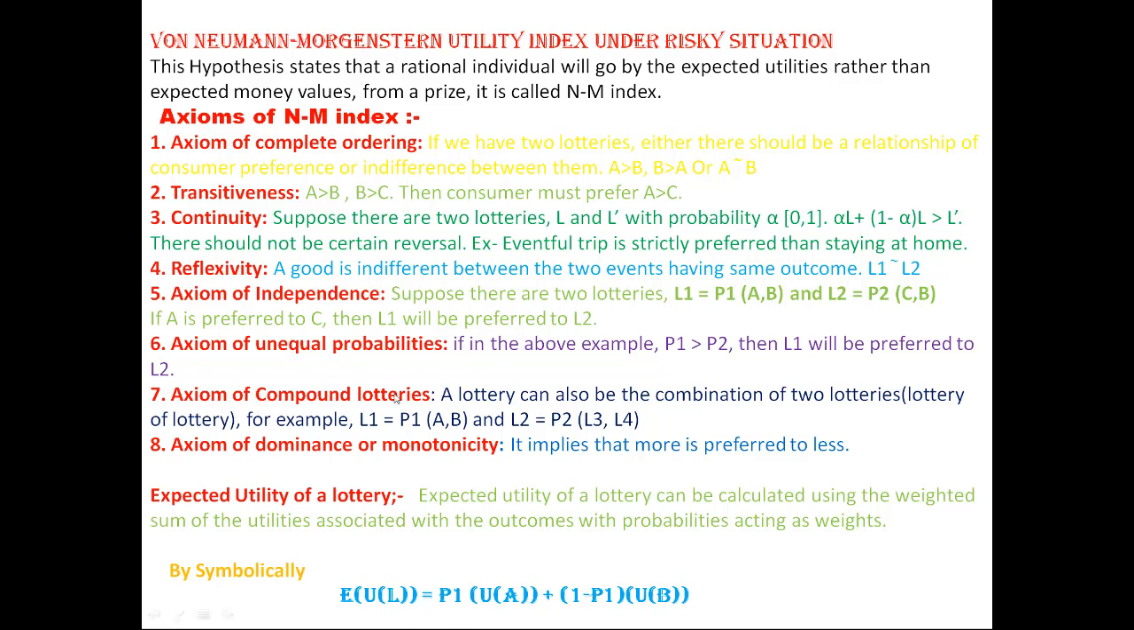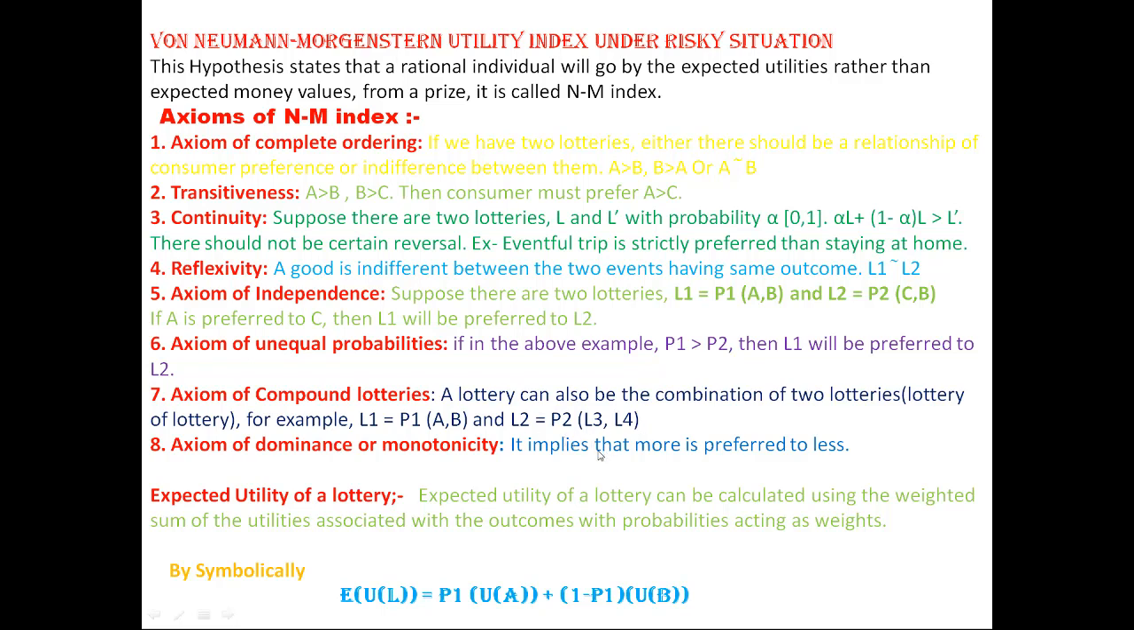Next is the axiom of compound lotteries. A compound lottery is nothing but a lottery that is a combination of two lotteries, a lottery of lotteries. Suppose you have a share of a company. As a dividend, you will get again a share. This is the lottery of lottery. The share is a lottery to you because it is uncertain what you will get. But as a dividend, you will get another lottery, that is again a share. So this is the compound lottery concept. Lottery of lottery is nothing but a compound lottery. There are some chances with this lottery that you will get as a dividend. This is the axiom of compound lottery.